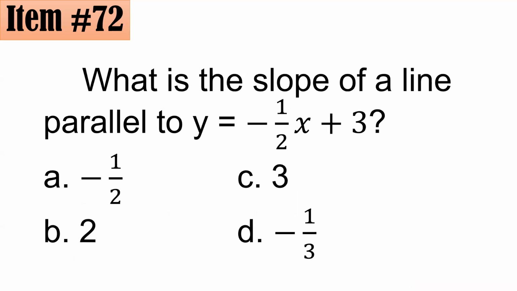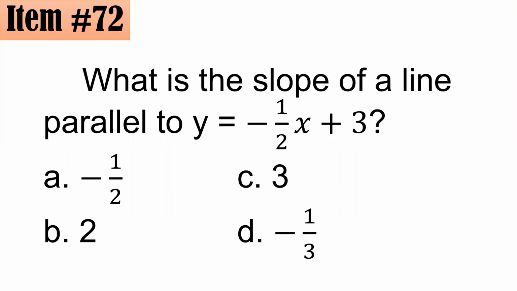72. What is the slope of a line parallel to y equals negative 1/2 x plus 3? Is it A, negative 1/2, B, 2, C, 3, or D, negative 1/3? All right. Matanong ko po, what can you say about the slopes of parallel lines? Their slopes are, according to Sir Chad, equal po.